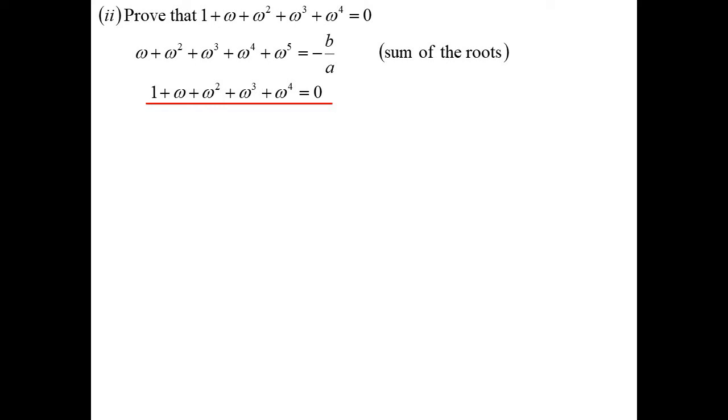But then I want to prove 1. So how did I get 1? Well, because w to the power of 5 is equal to 1. That's how I can say that. There's one way of doing it, sum of the roots.